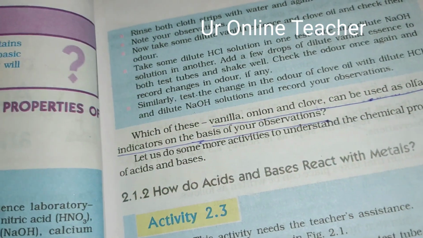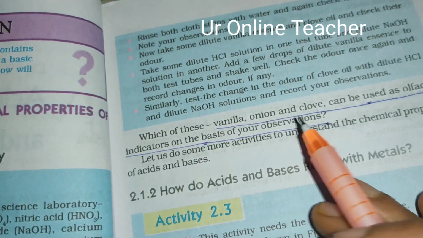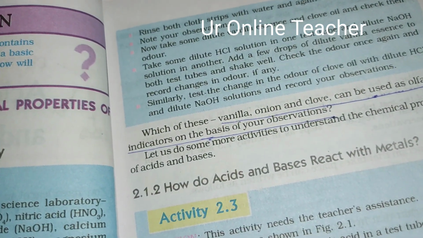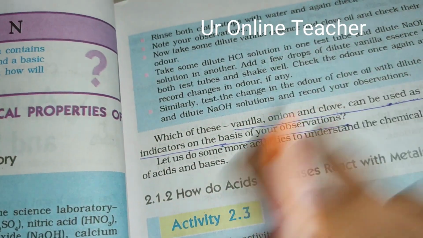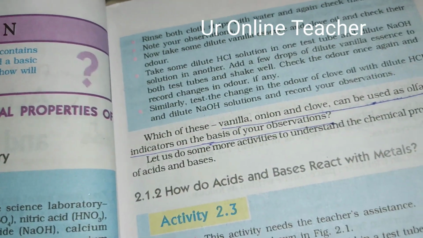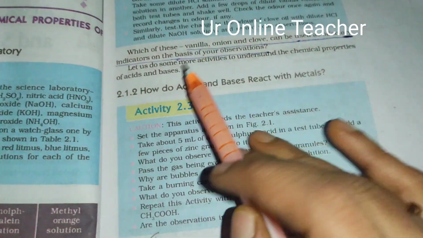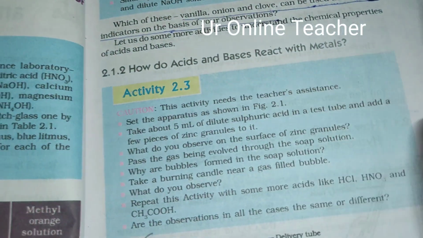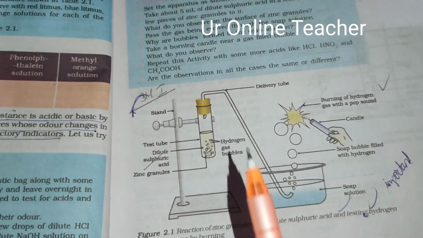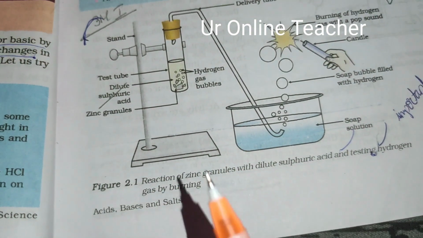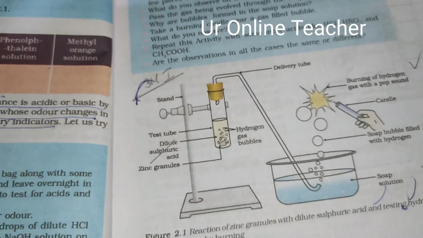From this what do you understand? Vanilla, onion, clove, these are all olfactory indicators. These are all the basis of our observations because they are olfactory indicators, which means they indicate whether it is acid or base by smell. Then how do acids and bases react with metals? Let's see how they react with metals, and this diagram is important. You should practice. Let's see.